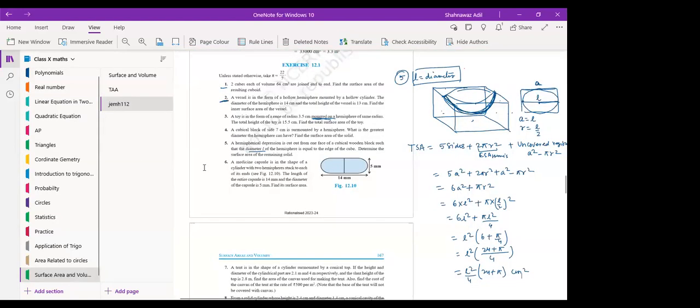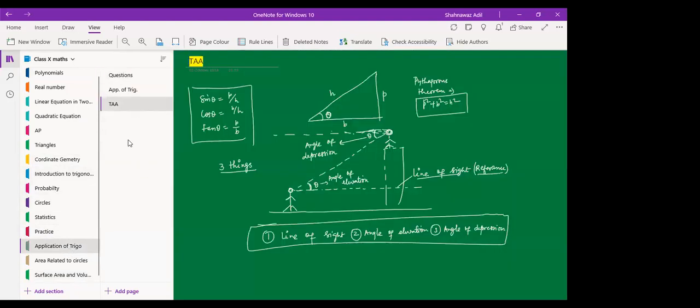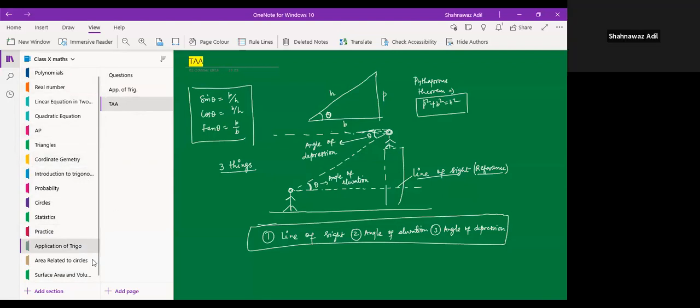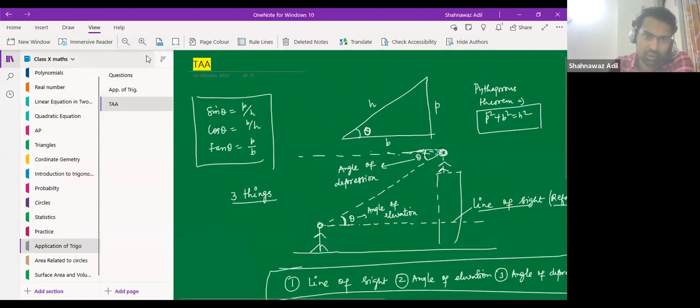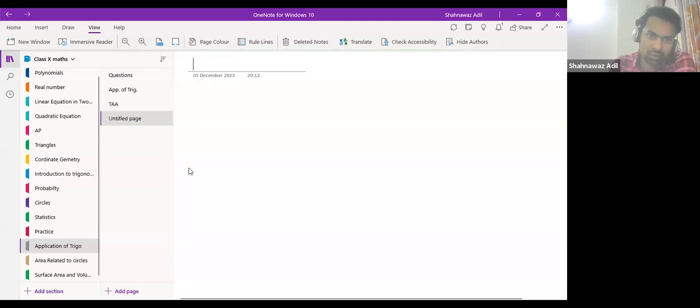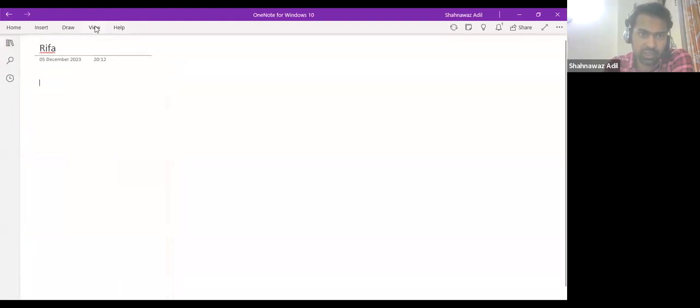Because if we have understood this trigonometry part, then it is better to do the application of trigonometry. In application of trigonometry, what we need to find out.